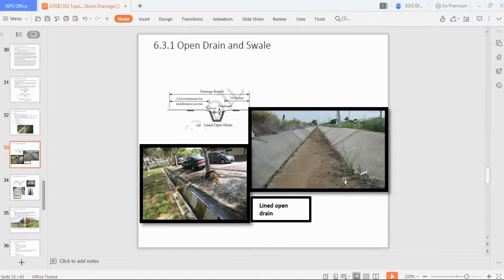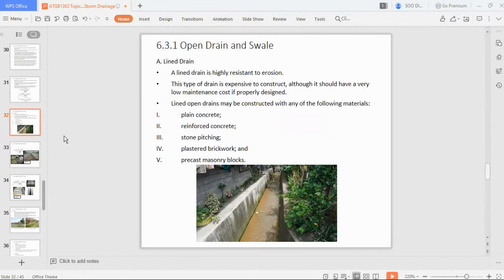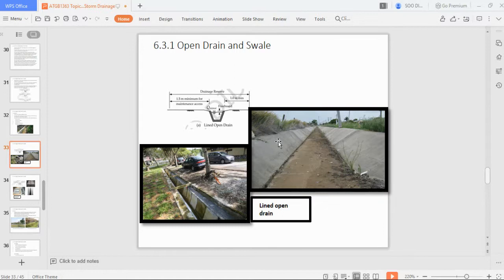Okay, so next is a lined open drain. Usually you'll find this lined open drain in a lot of areas. It can be a deep one, or it can be a shallow one. So this is still a lined open drain. Even if it's shallow, it's still doing its purpose, to convey the rainwater from the surroundings into a deeper drainage system.